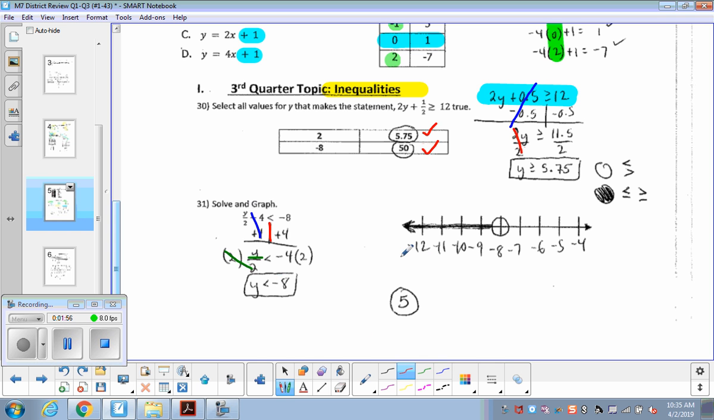I'd like to remind you guys that because it's just less than, we have an open circle. If it's less than or equal to, greater than or equal to, that's when we'd shade it in. Also, because it was less than, we are shading this way on the number line. Careful with building your number line for the negatives. Back this way, it's going to be things like negative 9, 10, 11, and 12. And greater than on this side, we'd be getting closer to 0. So that takes care of 30 and 31.